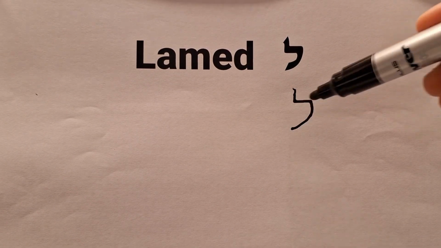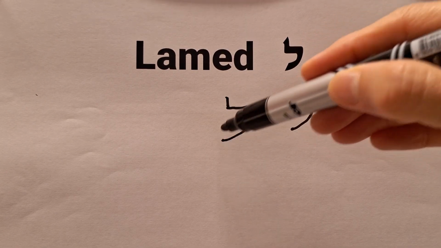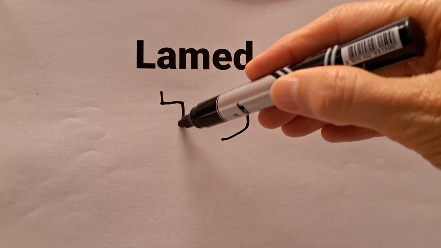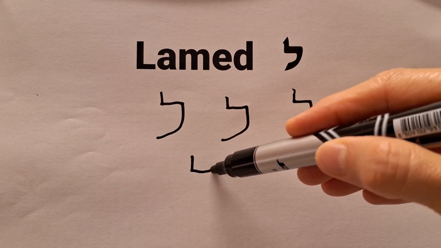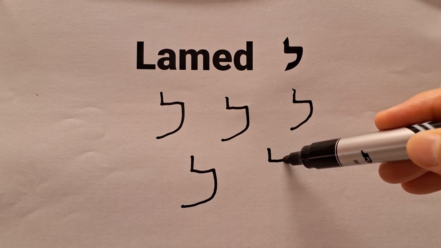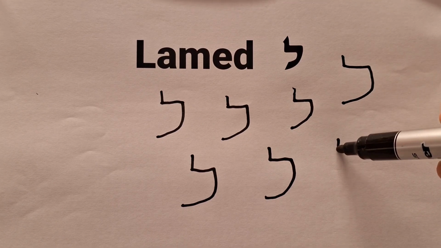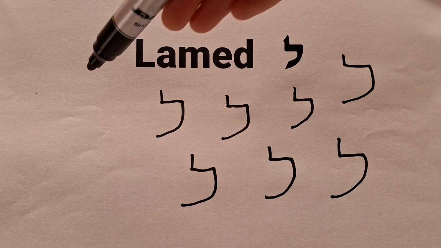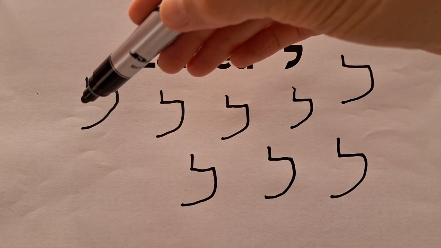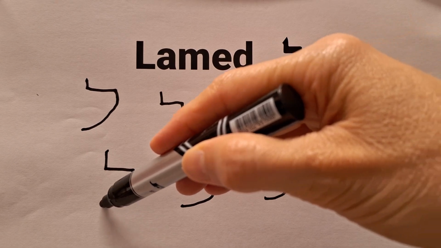The letter Lamed sounds like L. So short line, 1, 2, and curve. 1, 2, and like this. 1, 2, and this. 1, 2, 3.